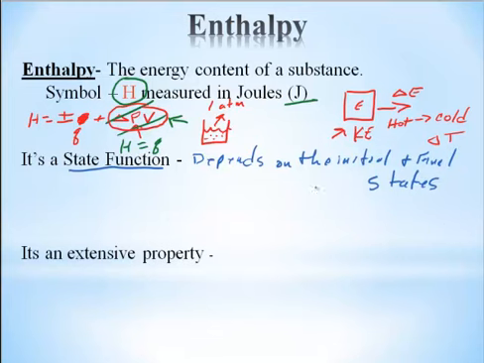Well, think about when we were solving for specific heat and finding the energy transferred. We only worried about the initial temperature and the final temperature, right? TF and TI. That's all we worried about. So with enthalpy, we really don't care about how it got there. We just are worried about where it ends up.